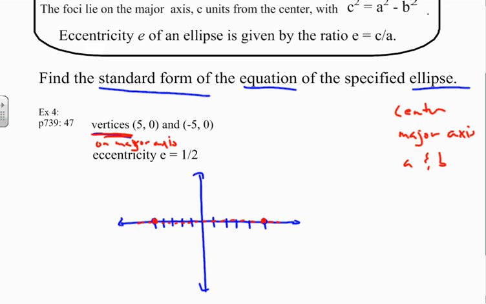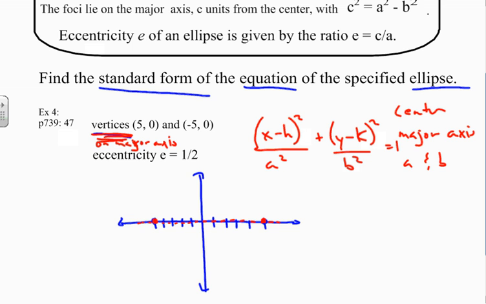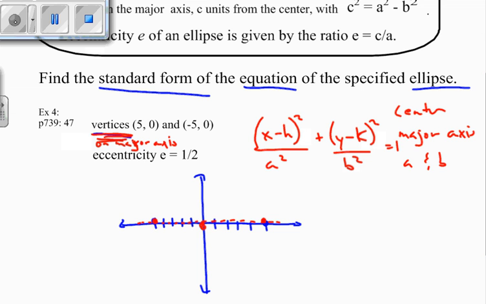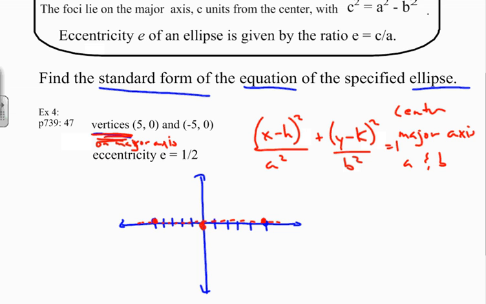Since this is on the major axis, in our x minus h squared plus y minus k squared equals 1, h squared is going to be under the x. If it were vertical, it would be under the y, but it's not. We can also see that because the vertices are a units away from the center, we can find the midpoint of our vertices, and we notice that it's at the origin. So we found the center, which is at 0, 0.